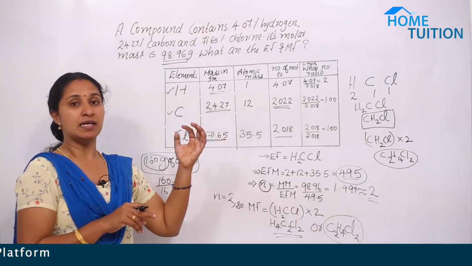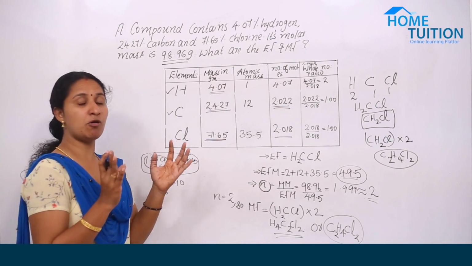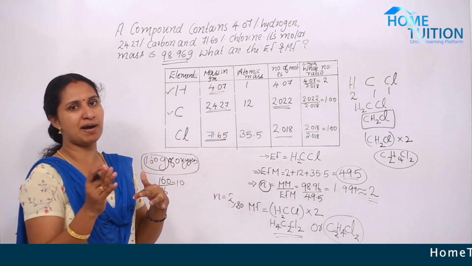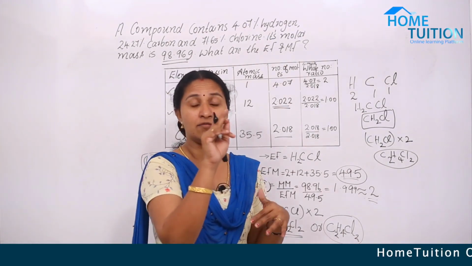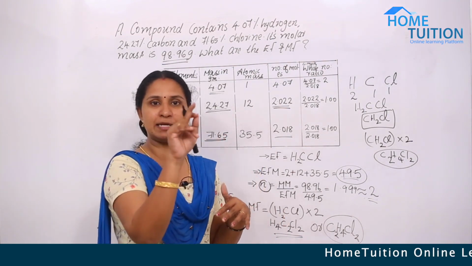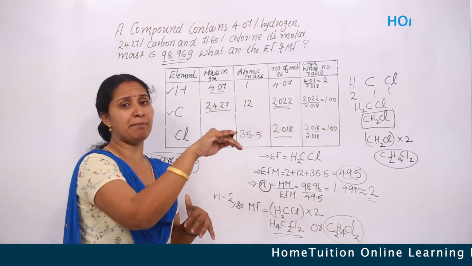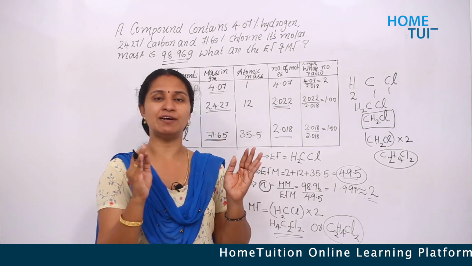The next task is the ratio between the molecular mass and empirical formula mass, and we call it N. We find the N value, then multiply the N value with the empirical formula. We get the molecular formula.